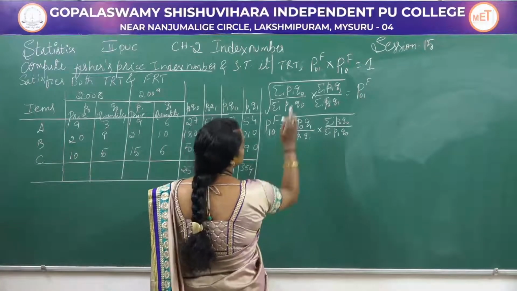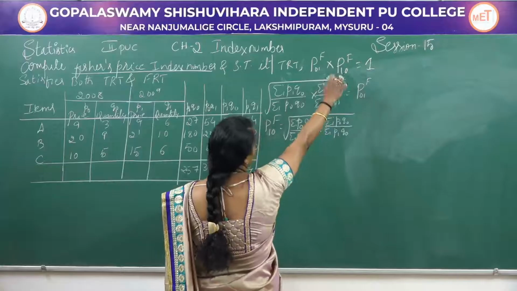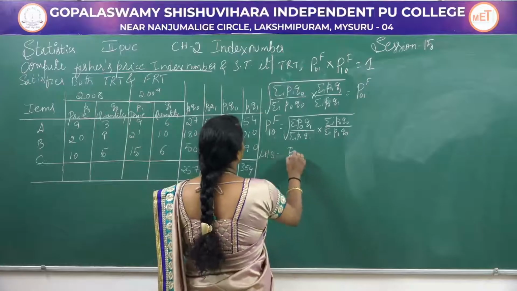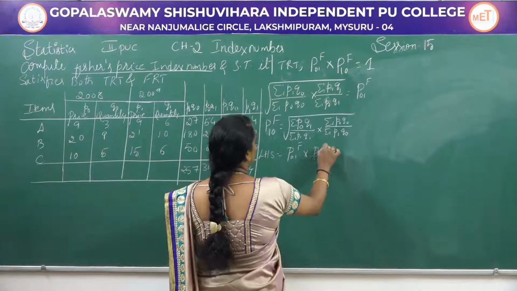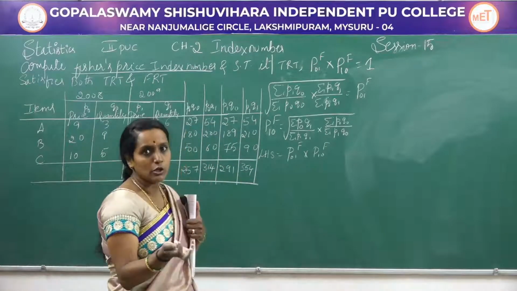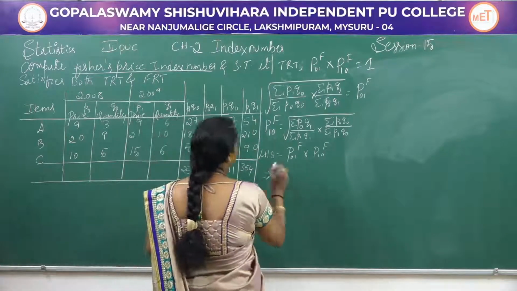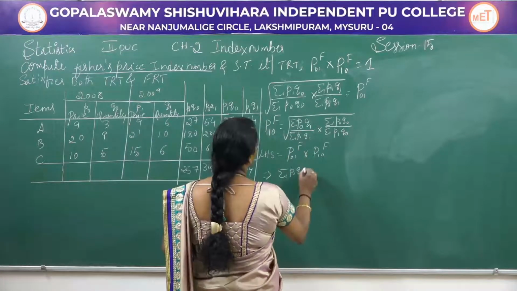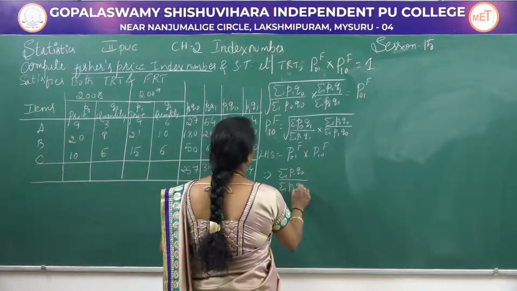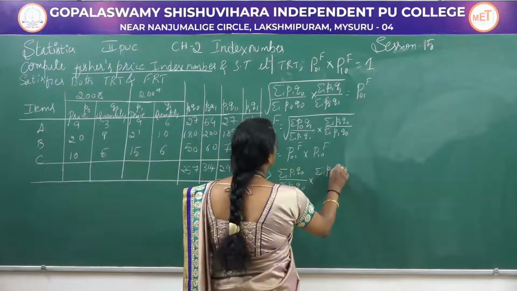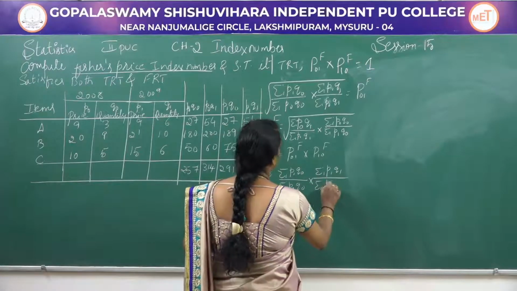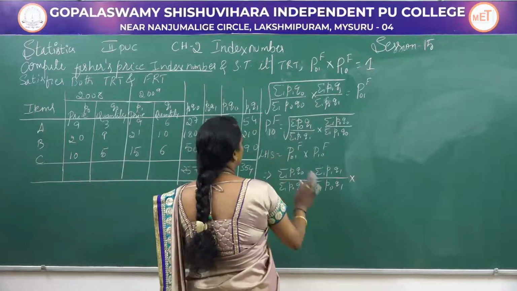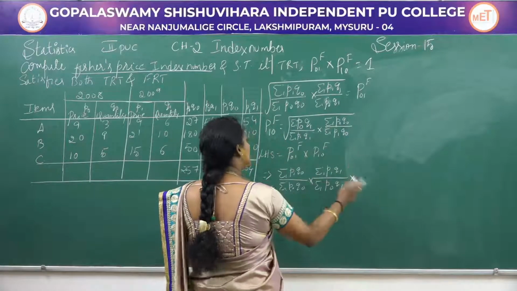That is P01 of Fisher's into P10 of Fisher's is equal to 1. I'll take the LHS, that is P01 of Fisher's into P10 of Fisher's. Later I will show it to RHS. So for this, P01 of Fisher's formula is summation of P1 Q naught by summation of P naught Q naught into summation of P1 Q1 by summation of P naught Q1, into both the Fisher's index having square root. So I will write the whole thing inside one square root.